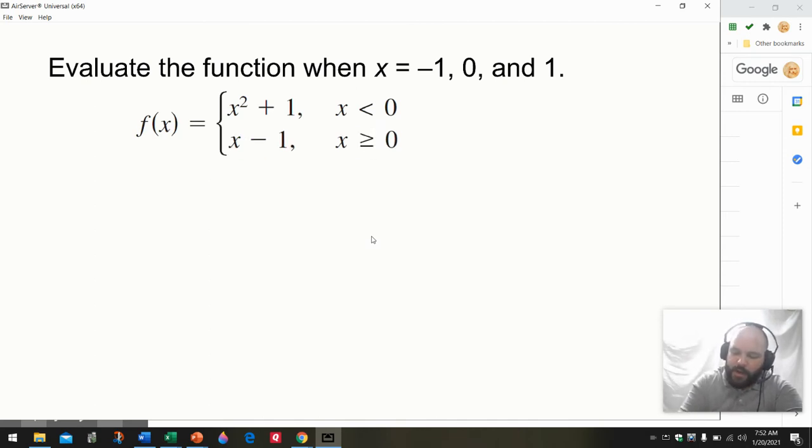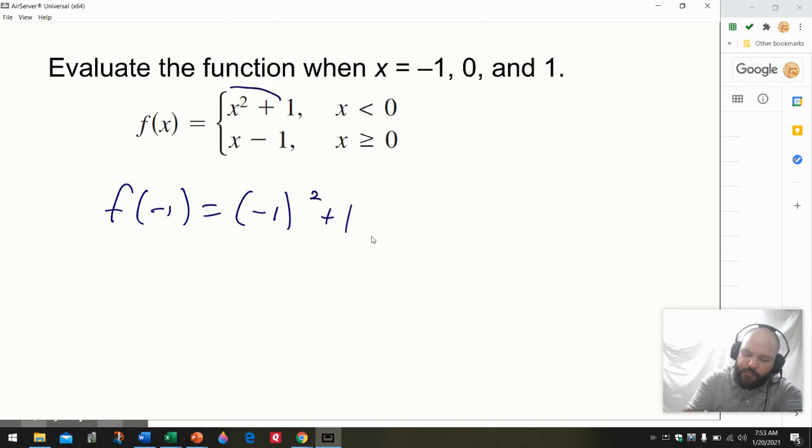Looking at our x values, we're going to start with x equals -1. We have to determine which of these two does -1 belong to. -1 is less than 0, which means we're going to put -1 into this piece. You do not put it in both pieces. You only put it in one piece, whichever part it qualifies for. So f of -1 is equal to -1 squared plus 1. Again, I'm putting -1 in here because -1 is less than 0. And then you simply follow PEMDAS. So f of -1 would be 2.